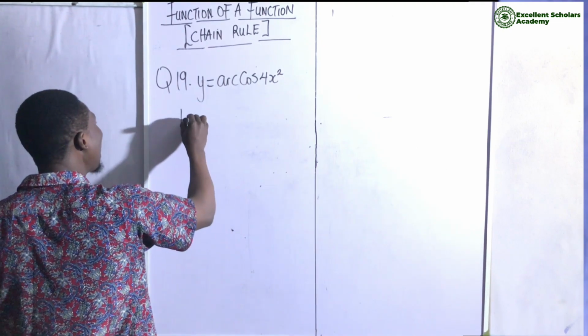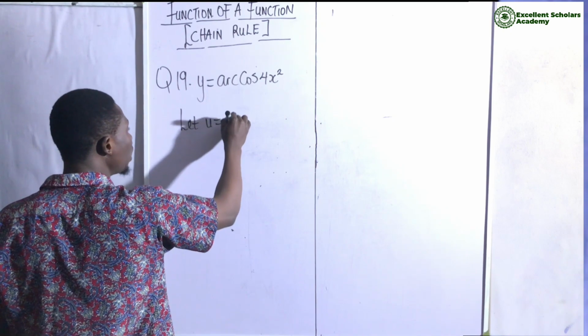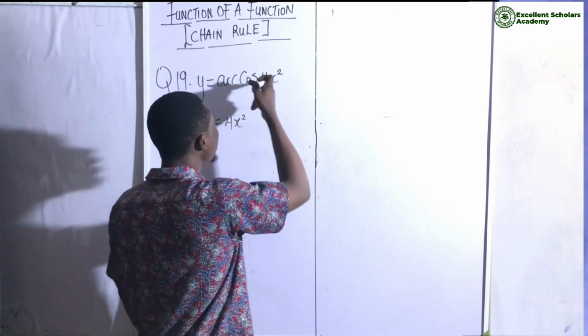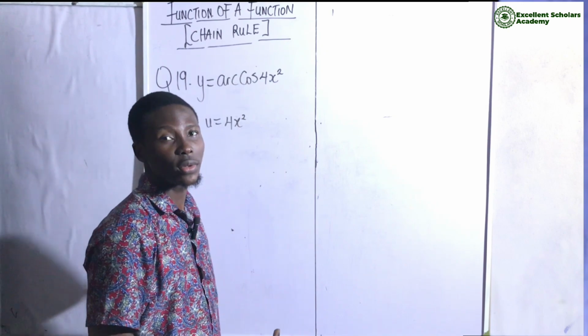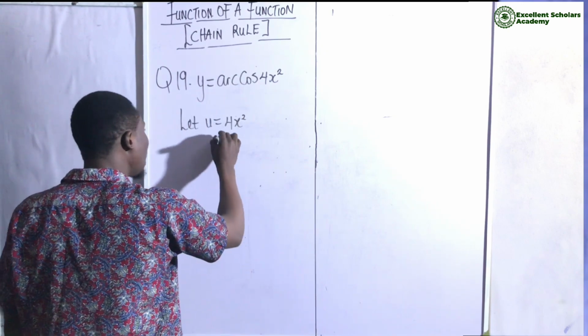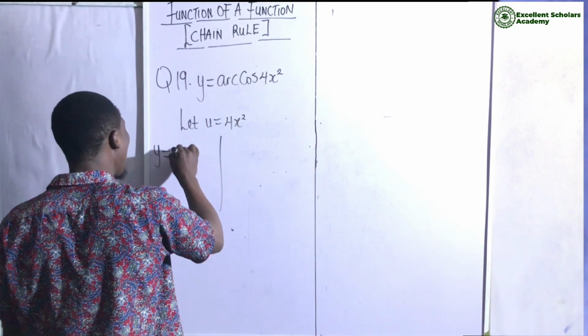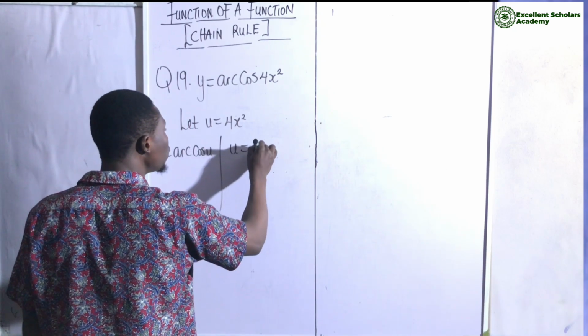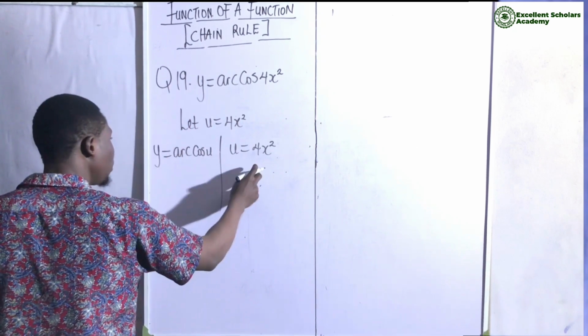Now, you say let u be equal to 4x squared, because 4x squared is a function inside the function of arc cos. So now you have it that y will be equal to arc cos u, and then you have it that u is equal to 4x squared. Now differentiate this part, differentiate this part.